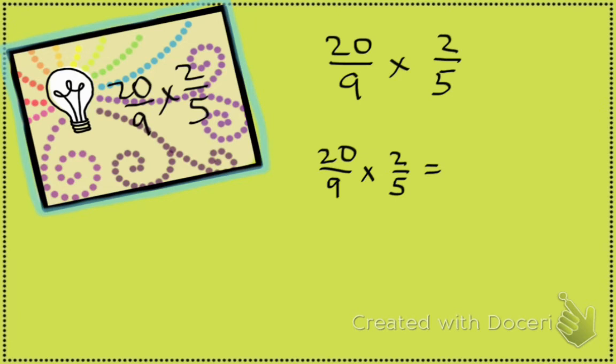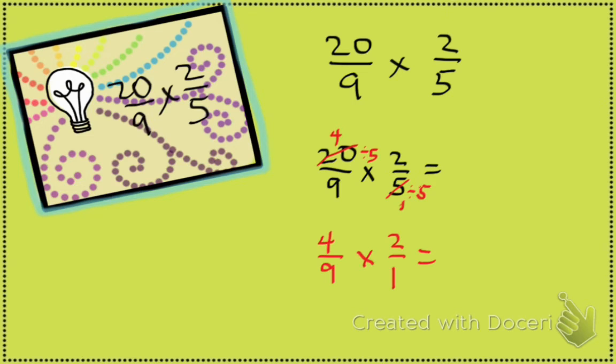So we will cross out 20 and 5 because they're both divisible by 5. So 20 divided by 5 equals 4, and 5 divided by 5 equals 1. So let's rewrite our new fractions here. 4/9 times 2/1. So we are just making our fractions smaller.